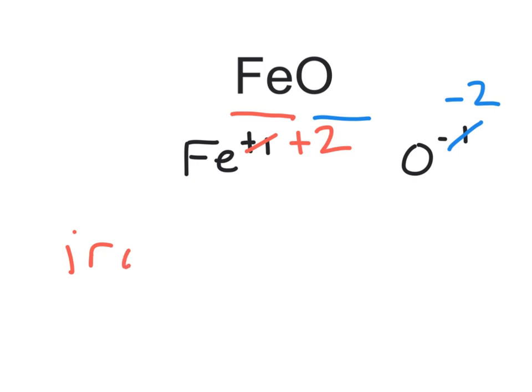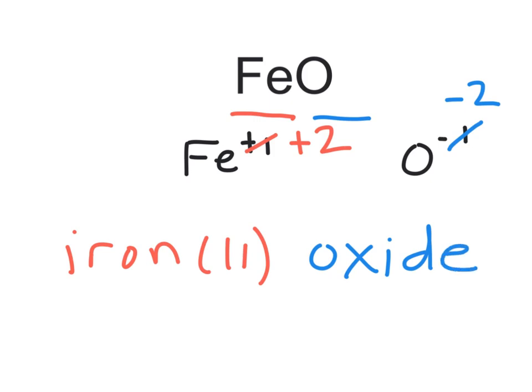Fe+2 is iron 2, and O-2 is oxide. So the name for our compound, FeO, is iron 2 oxide. Please copy this example down in your notes and then resume the video when you have finished.